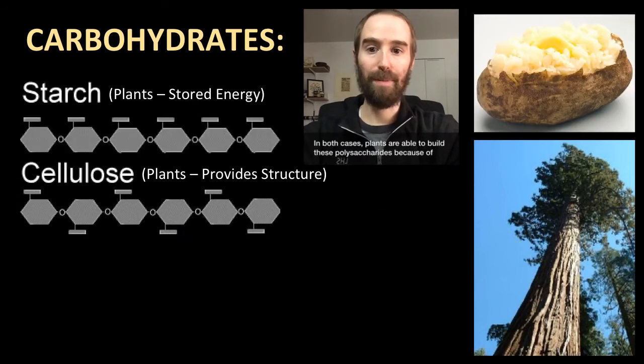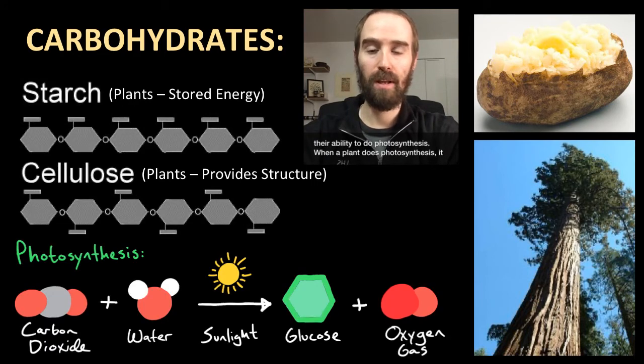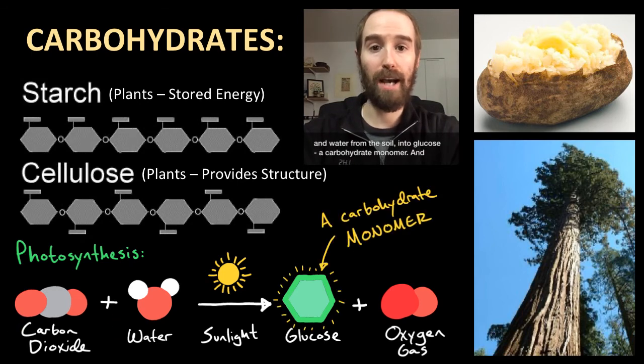In both cases, plants are able to build these polysaccharides because of their ability to do photosynthesis. When a plant does photosynthesis, it is using the sun's energy to transform carbon dioxide from the atmosphere and water from the soil into glucose, a carbohydrate monomer, and oxygen gas, a byproduct of photosynthesis that happens to provide us with breathable air. The plant can then use these glucose molecules to provide itself with energy, or it can assemble them into starches in order to store the energy locked inside for later, or it can use them to build cellulose in order to grow bigger and taller.